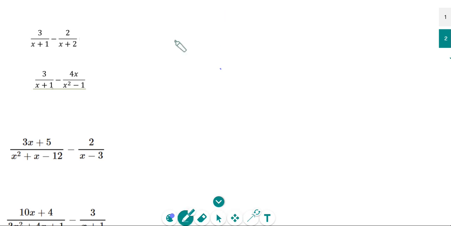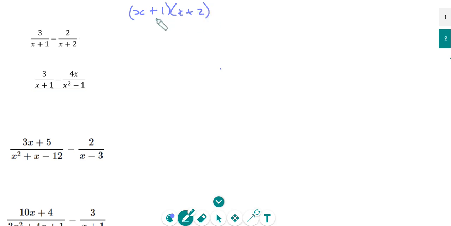So the thing to remember is that you need the same denominator. That's for addition and subtraction, that rule. Not necessary for multiplication and division. Probably the easiest way of doing that is just to multiply these together, which will give you x plus 1 over x plus 2.